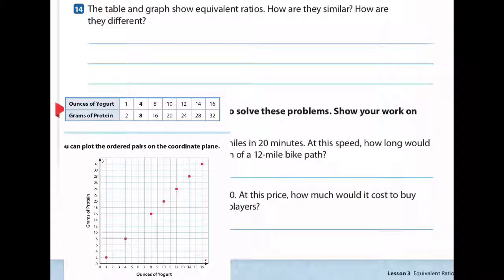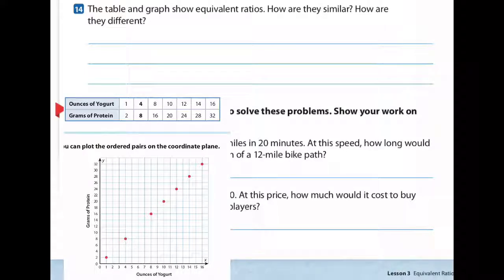In 14, it says, the table and the graph show equivalent ratios. How are they similar? How are they different? So I'm going to come up with at least one sentence to explain how they're similar, and at least one sentence to explain how they're different. So this is something where you can have something totally different from me, but as long as you came up with at least a way they are similar and at least a way they're different, you're okay.